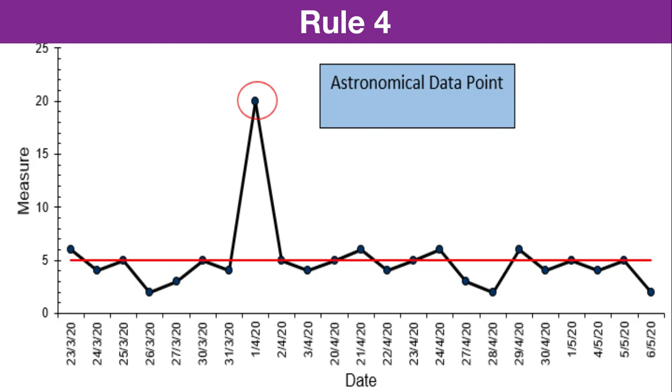And finally, Rule 4 is the astronomical data point. It's a possible signal that something non-random is in your data and warrants a much closer look. It's essential that you know the context behind the data point to know whether or not it was a signal of improvement. Did you do something different that day that led to the non-random point? And a really good way to make sure you understand what's happening there is to annotate your run chart so you can see what was going on.